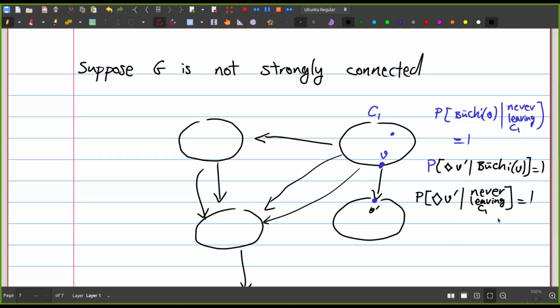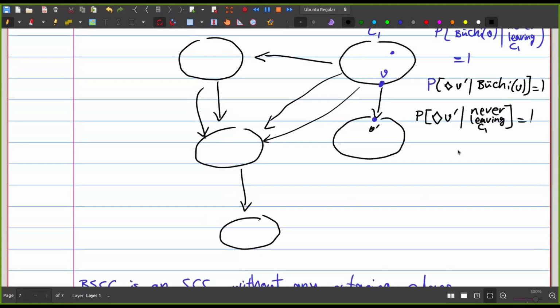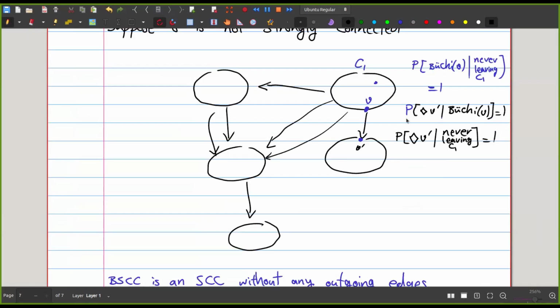And this contradiction started from the assumption that the probability of never leaving C1 is non-zero. So the probability of never leaving C1 has to be 0. So with probability 1, I'm going to leave C1. Okay. And the same argument can be applied to any strongly connected component that has an outgoing edge. As long as your strongly connected component is not a bottom strongly connected component, you're going to leave it with probability 1. Okay. So what did we find out so far?